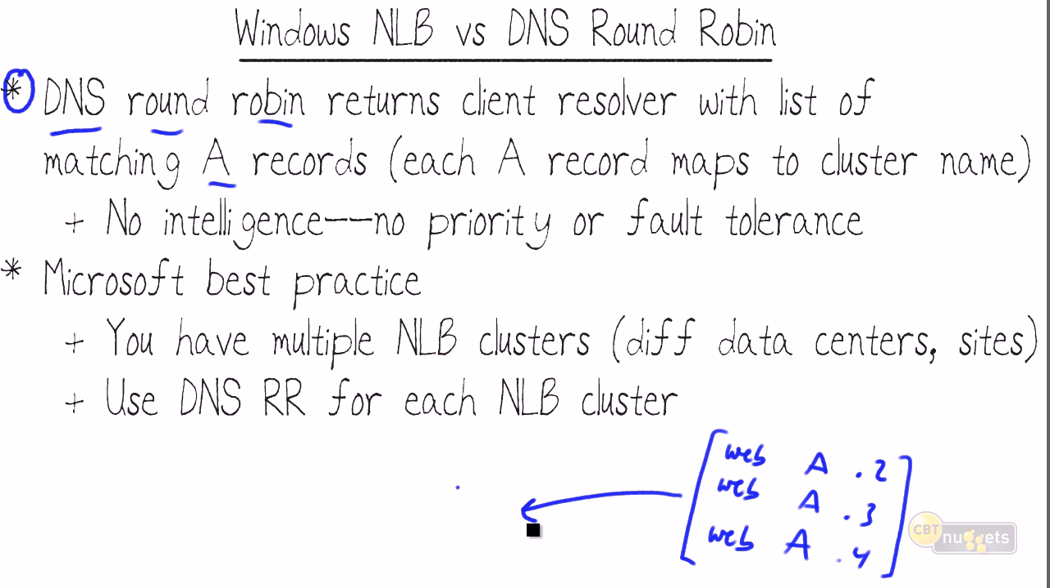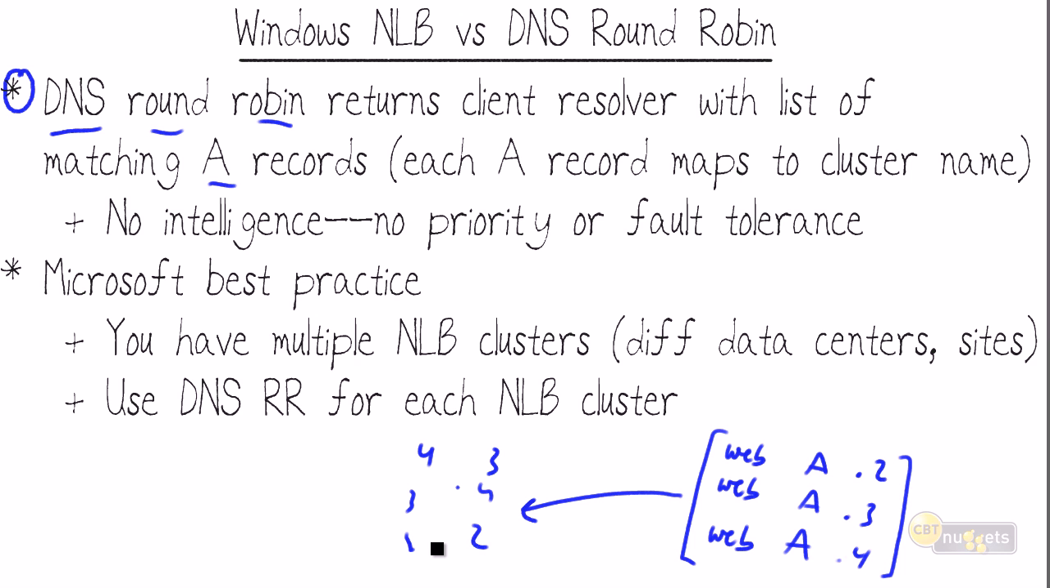So the first client might get 234, the second one would get 342, the third one would get 432. You see, so it's very rudimentary. There's essentially no intelligence there, but the idea is at least you're shuffling the deck and not hitting one web server exclusively. It's kind of cool, really, when you think about it.